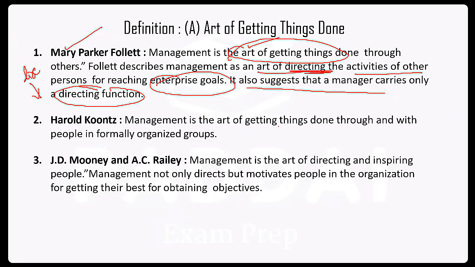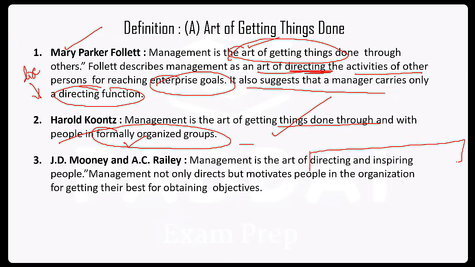Harold Koontz: art of getting things done with people in formally organized groups. Again, art of getting things done, but by formal. Formal means something which is deliberately created. Okay. J.D. Mooney: directing and inspiring. It not only directs but motivates the people. Again, it is art of getting things done, but how? By directing, inspiring or motivating.